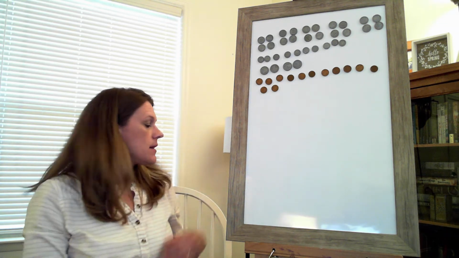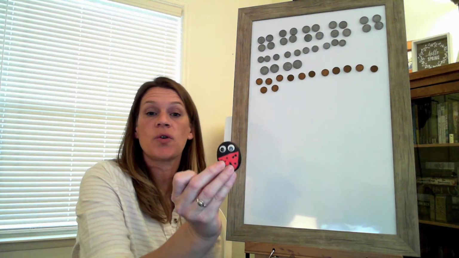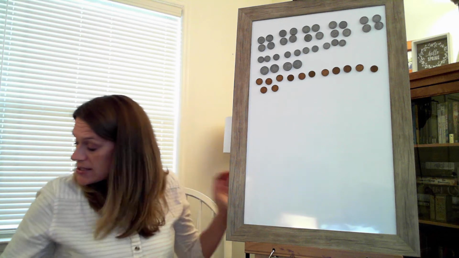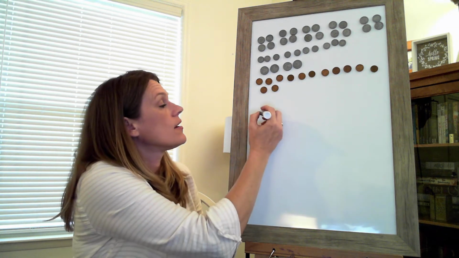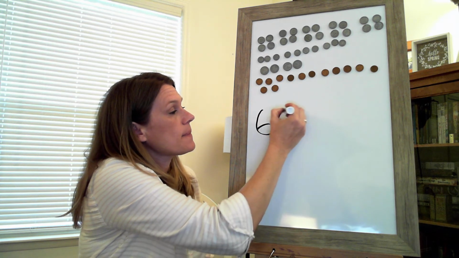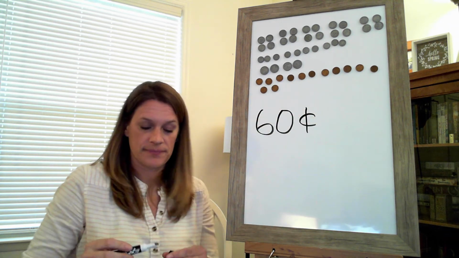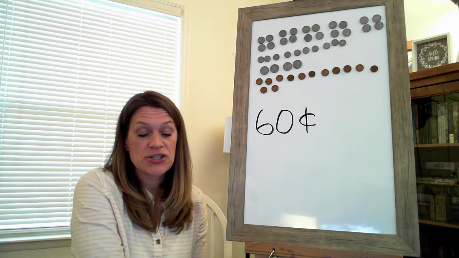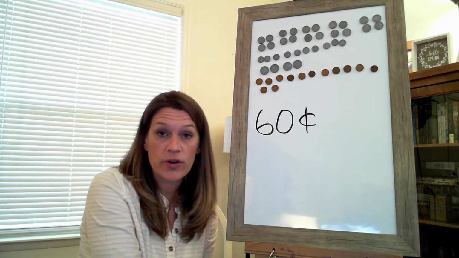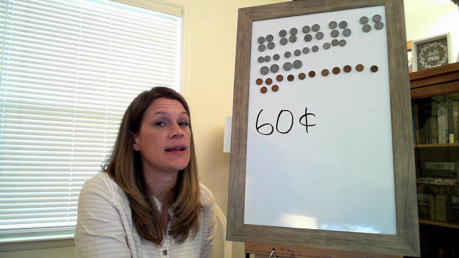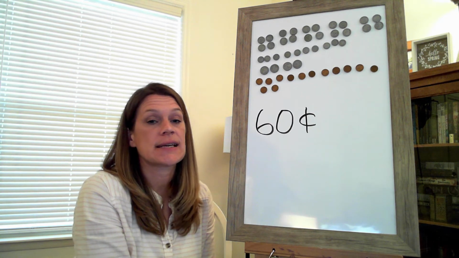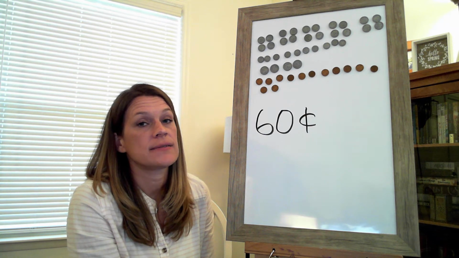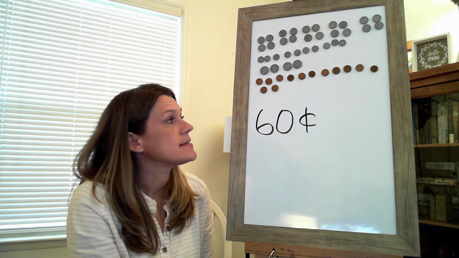All right, so I'm selling today an adorable ladybug pet rock. This ladybug is on sale for 60 cents. All right, so your job for me right now is to show me using quarters and pennies, just quarters and pennies. How would you make 60 cents? Just using your quarters and pennies. Show me what 60 cents would look like.